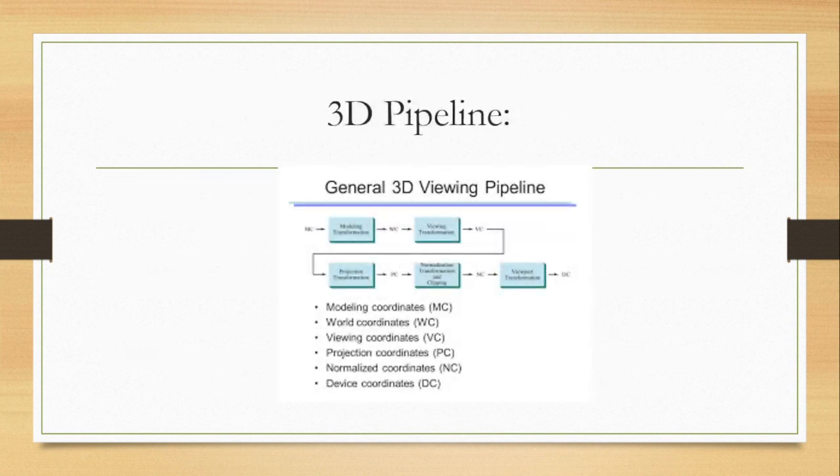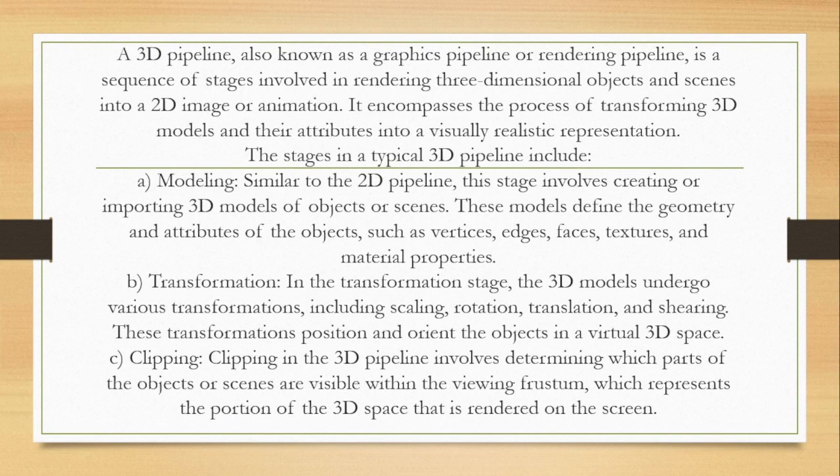Now we'll see 3D pipeline. Here's a diagram for the general 3D viewing pipeline. A 3D pipeline, also known as a graphics pipeline or rendering pipeline, is a sequence of stages involved in rendering three-dimensional objects and scenes into a 2D image or animation. It encompasses the process of transforming 3D models and their attributes into a visually realistic presentation.